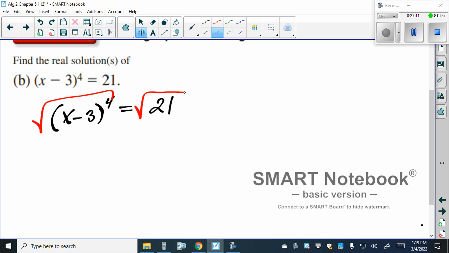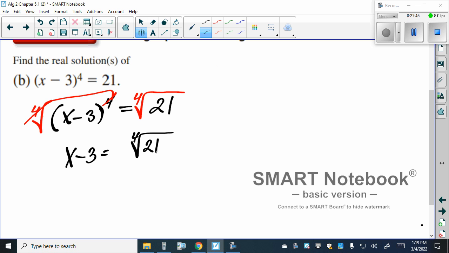Now, the first main thing we would need to do is to get the parentheses by themselves, but luckily for us, they already are. So what we can do, guys, is we can take the fourth root of both sides. Because when we take the fourth root of both sides, the fourth root and the exponent of 4 will simplify out, leaving us with x minus 3 is equal to the fourth root of 21.